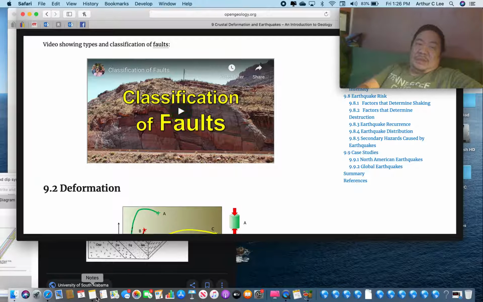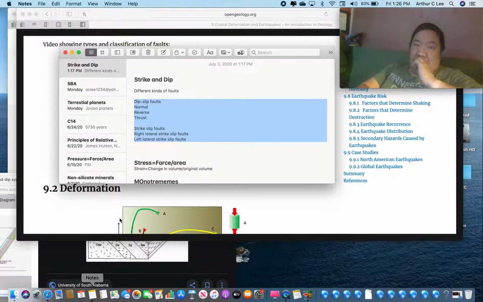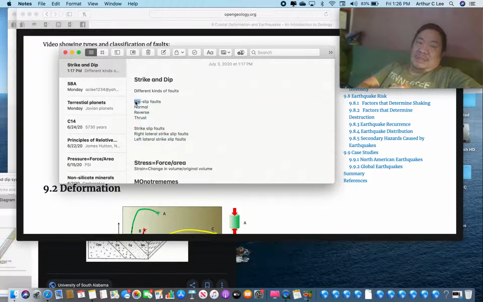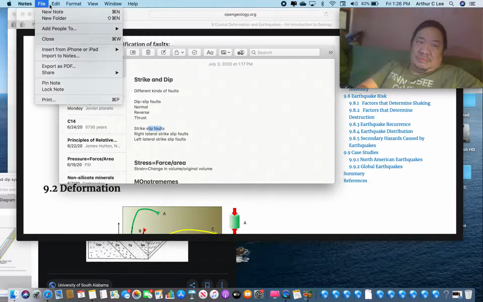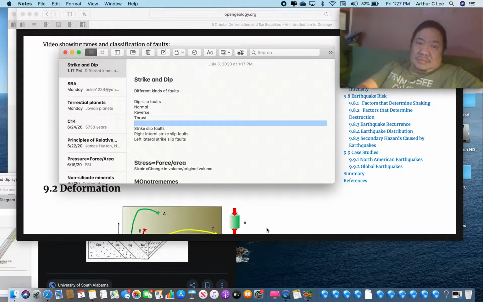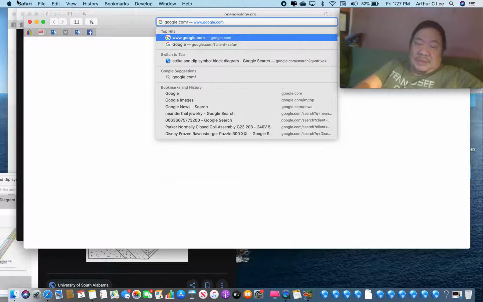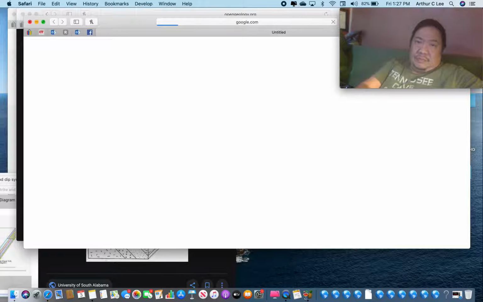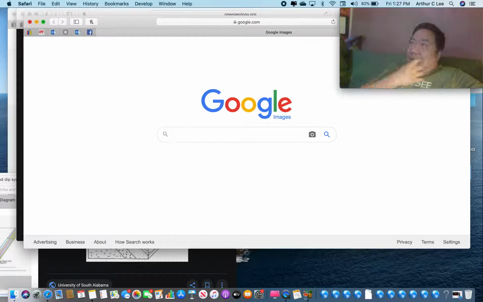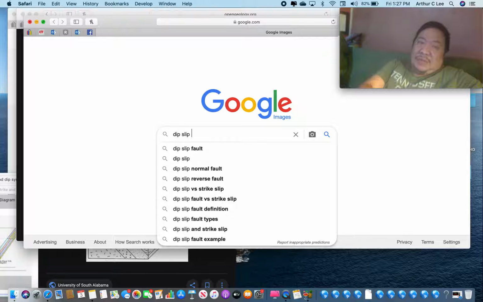Now we want to talk about the different kinds of faults. We've got two main kinds, dip-slip faults and strike-slip faults. First, let's talk about dip-slip faults. Earthquakes occur at faults. Wherever the movement begins along a fault, that's where an earthquake begins. So we're going to talk about dip-slip faults first.